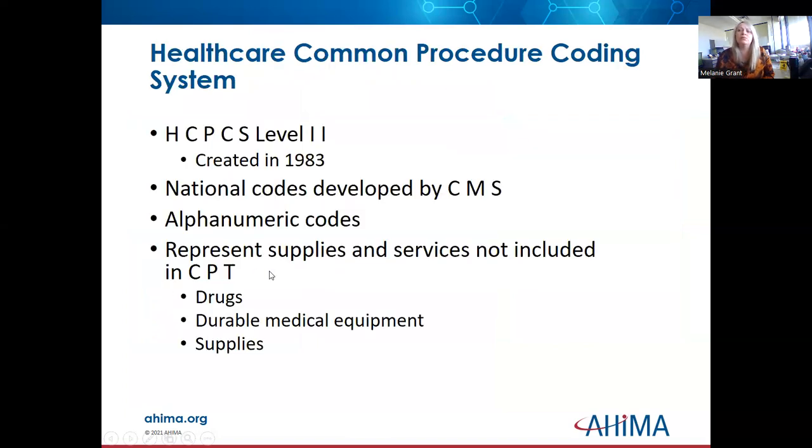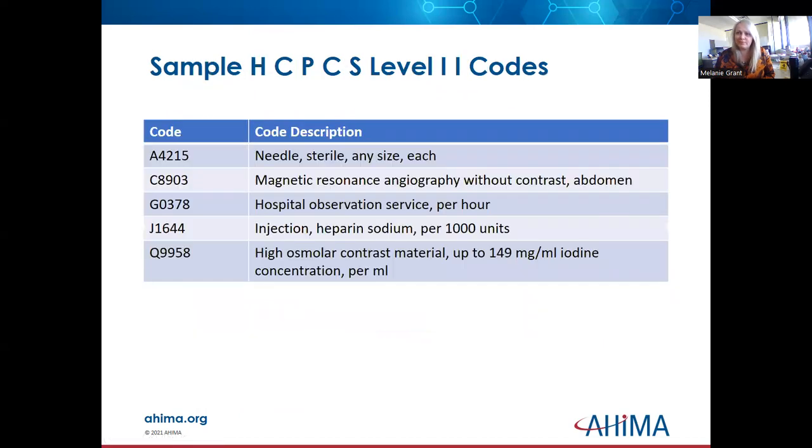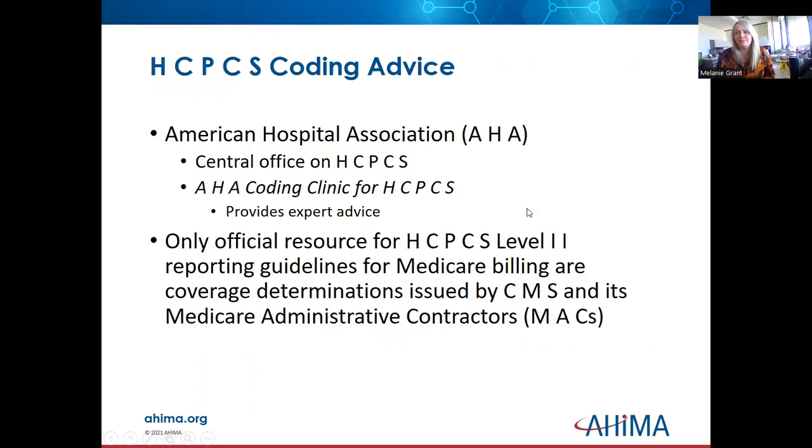Right now, our HCPCS are really just used for reporting what kind of medications patients are receiving, what kind of equipment that they may have received, like crutches and supplies, as well as things like ambulance services and specific services done by Medicare patients. These might be, for example, your G codes, a hospital observation service, which has its own service in the CPT book, but is very specific for Medicare patients here.